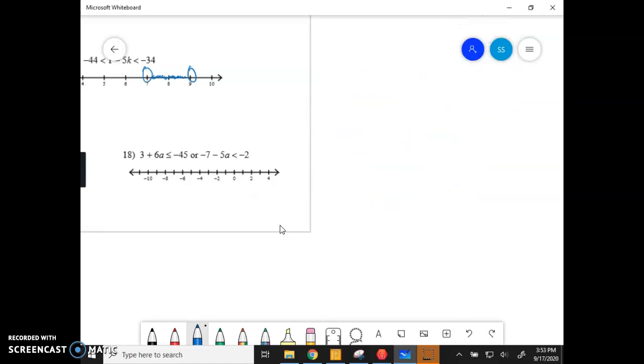Erasing it. All right, 18. We've got an either-or. So this one's going to look like this at some point. We got 3 plus 6a is less than or equal to negative 45, or it could be negative 7 minus 5a is less than negative 2. So I'm just going to solve these like normal.